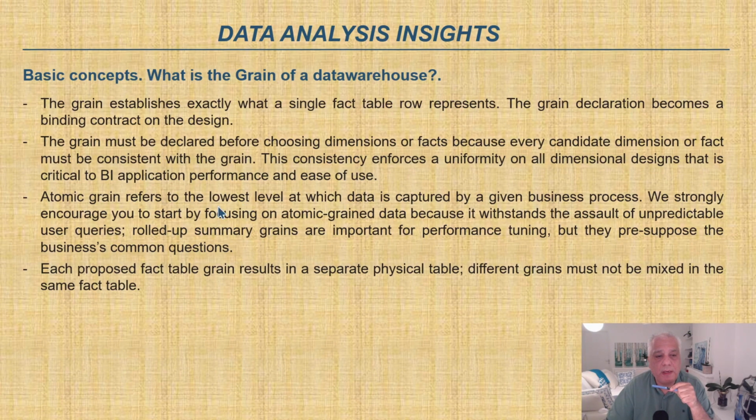Atomic grain refers to the lowest level at which data is captured by a given business process. We strongly encourage starting by focusing on atomic grain data because it withstands the assault of unpredictable user queries. Roll-up summary grains are important to performance tuning, but they presuppose common business questions. Each proposed fact table grain results in a separate physical table. Different grains must not be mixed in the same fact table.